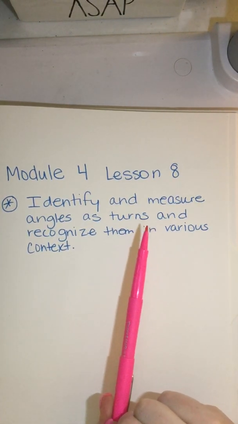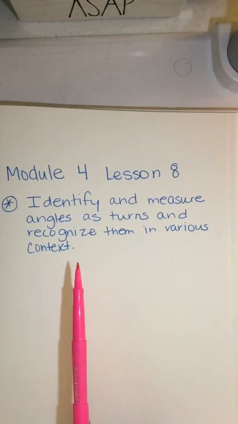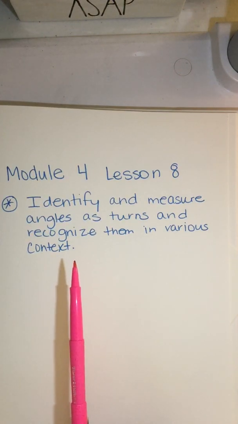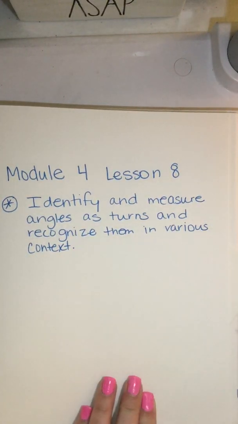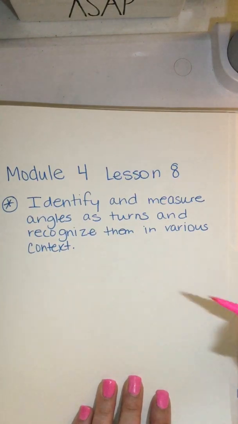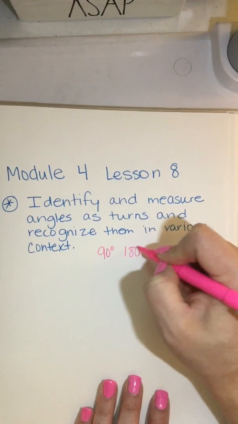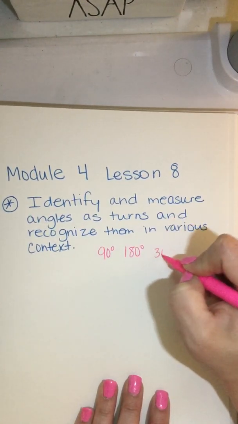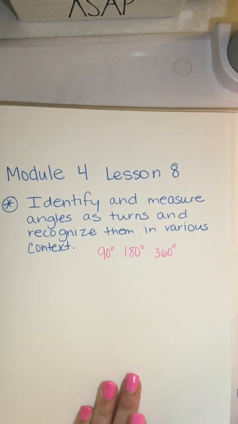And then we're also going to have to learn how to recognize those same terms in various contexts, like in our practice book. What other ways would you be able to recognize a 360-degree turn, for example, or a 180-degree turn? Okay, and so the degrees of turns that we're going to be working on today are 90 degrees, 180 degrees, and 360 degrees, okay? So some of those benchmark turns that we talked about in our previous lessons last week.